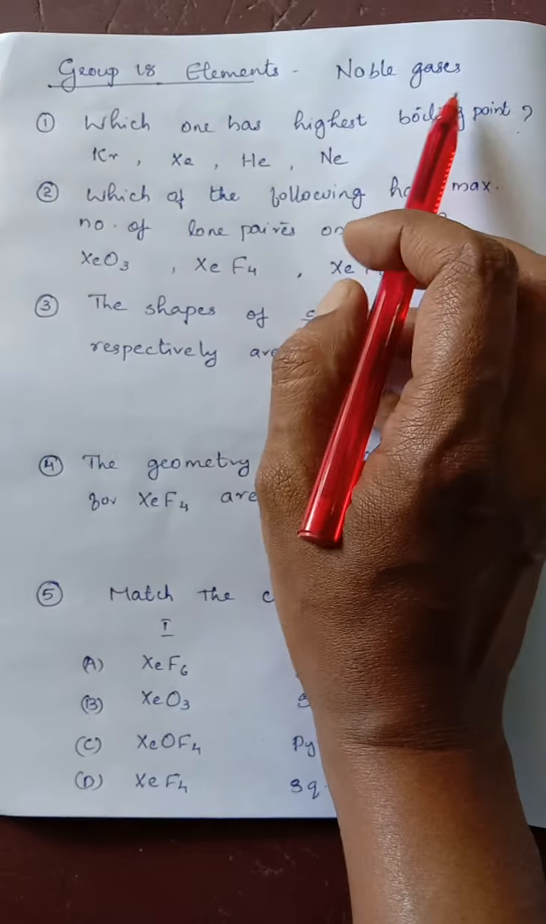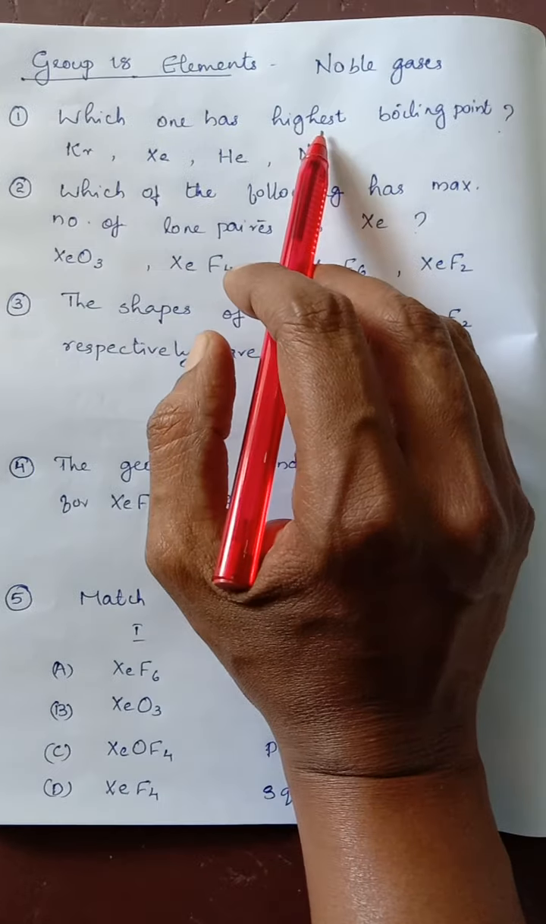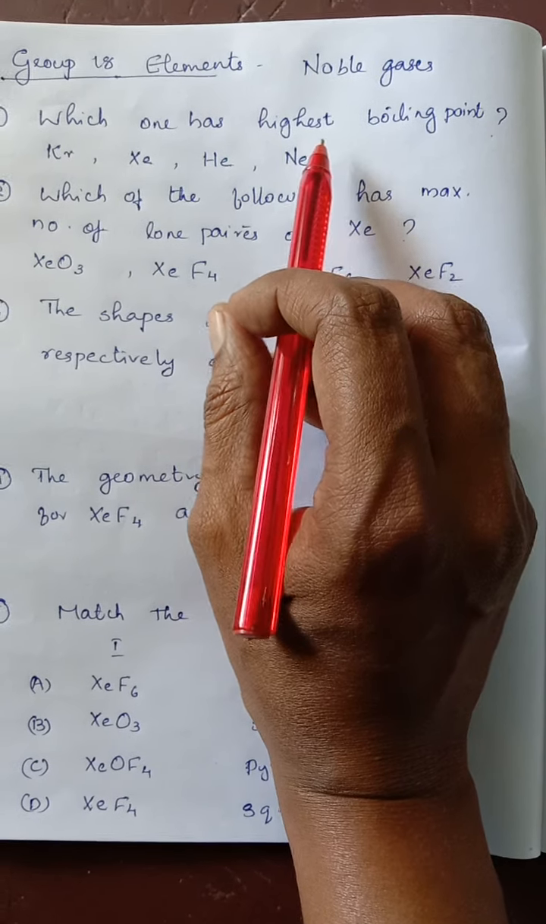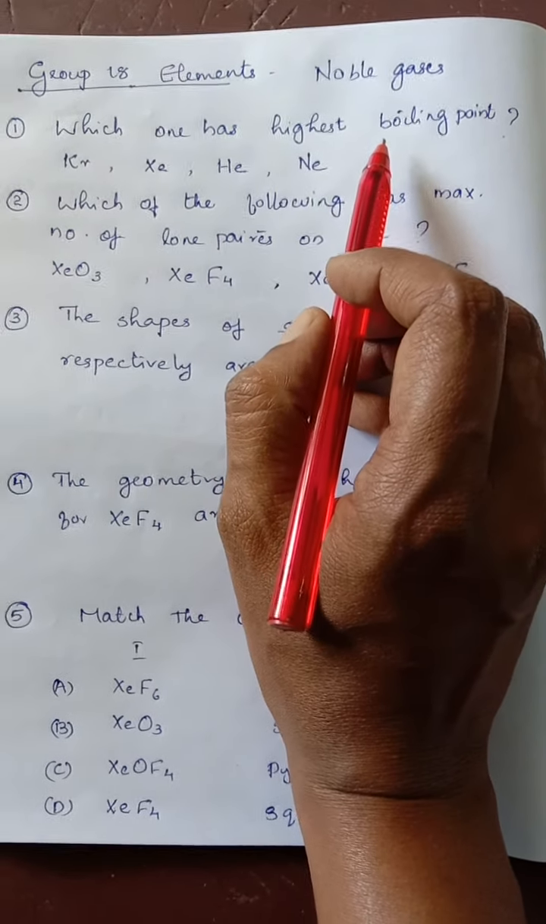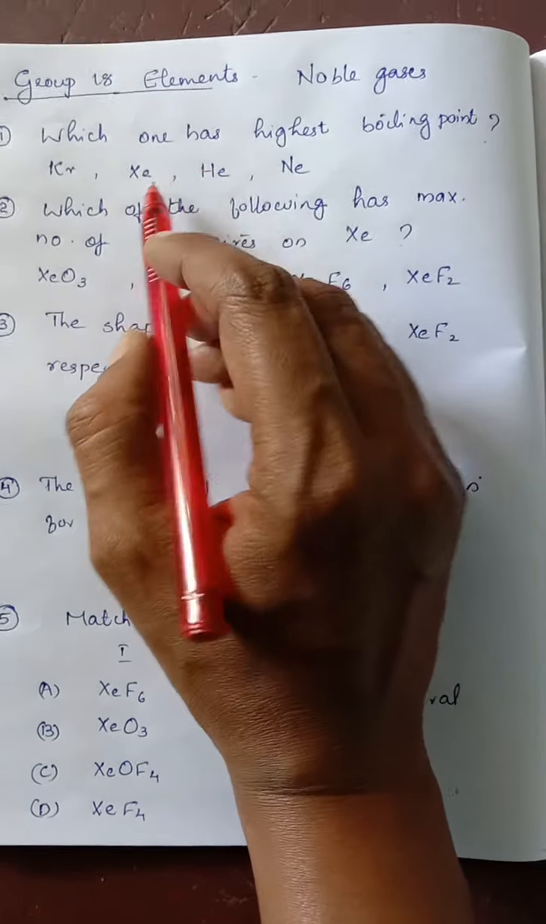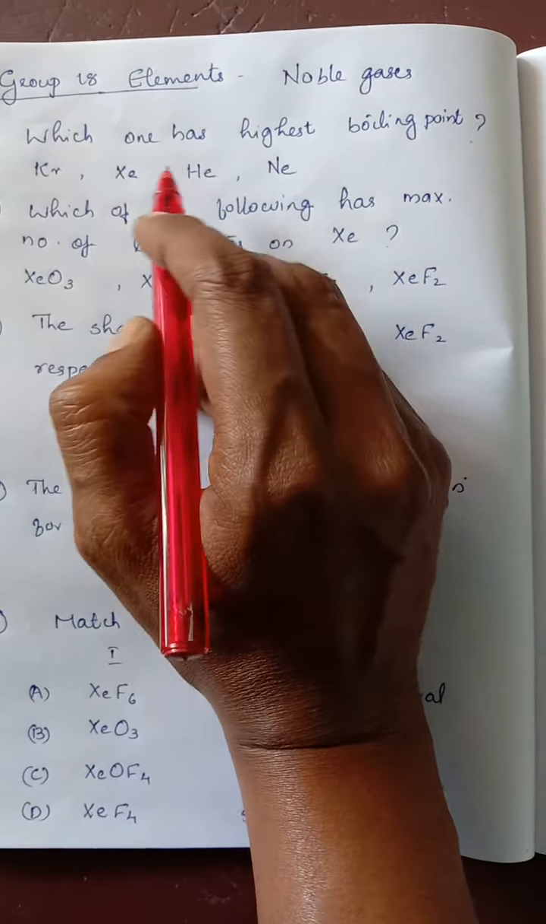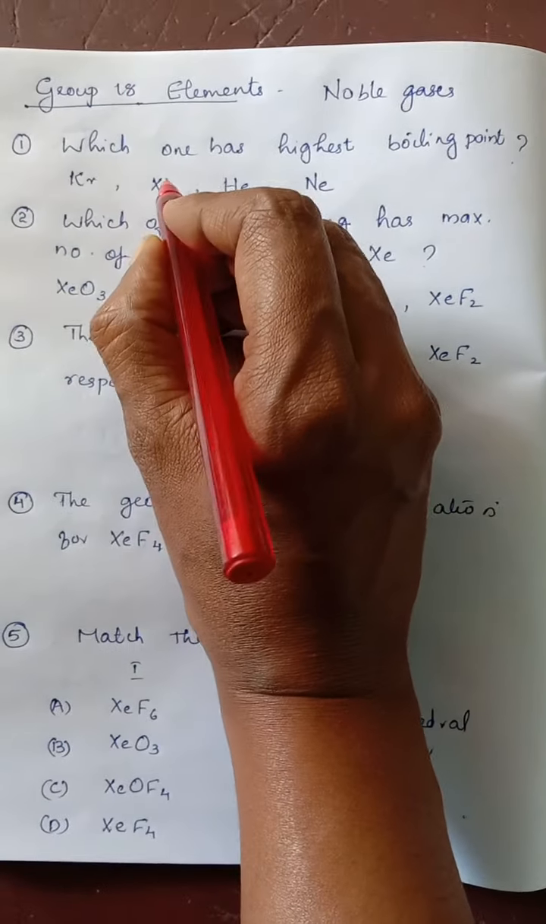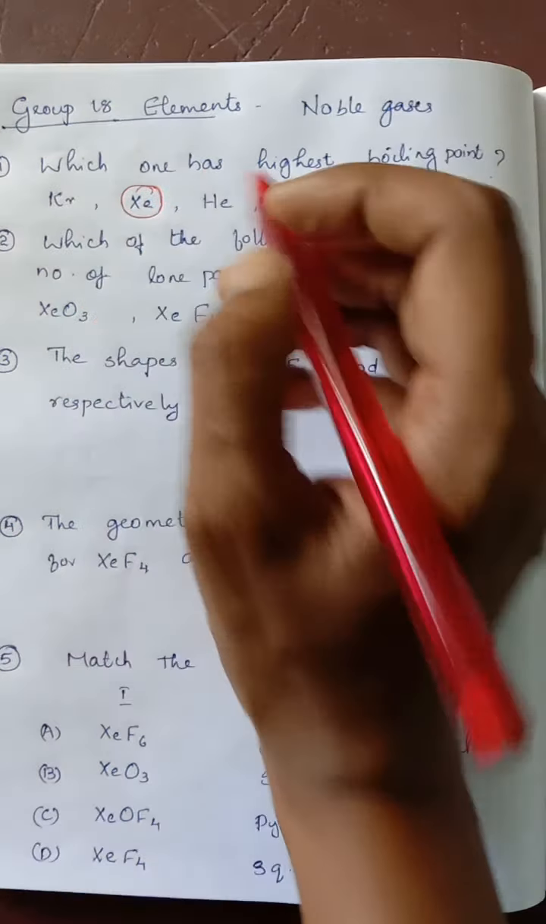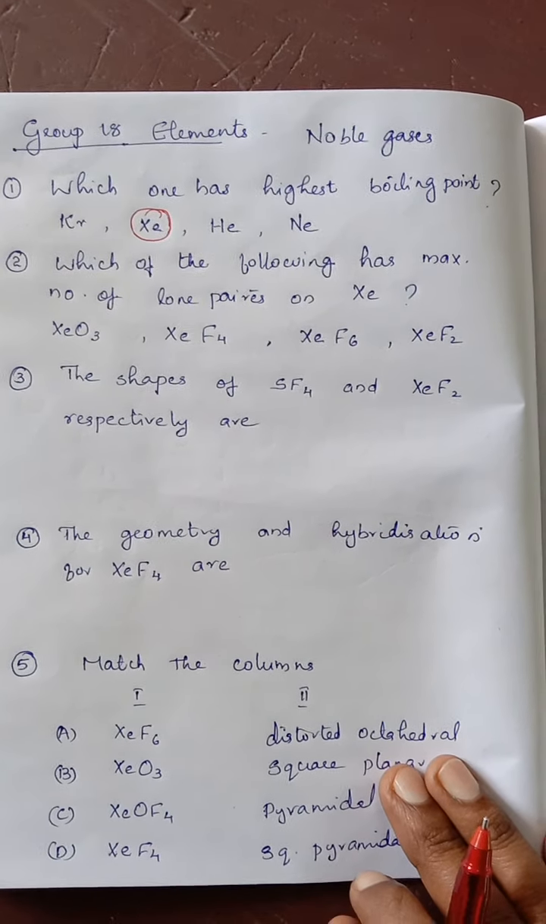Group 18 elements, noble gases. Which one has the highest boiling point? The highest boiling point depends on molecular size or mass. So the largest one among the given noble gases is xenon. So, xenon has the highest boiling point.